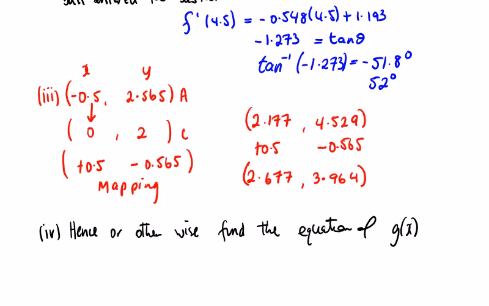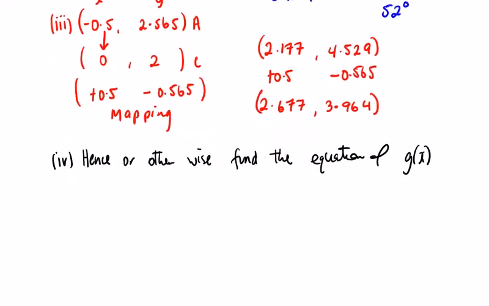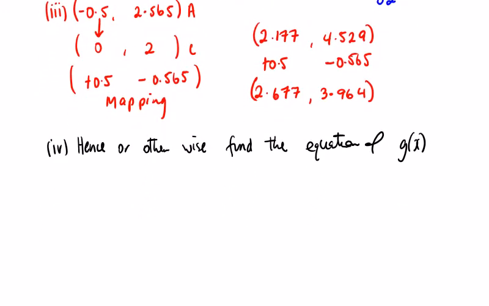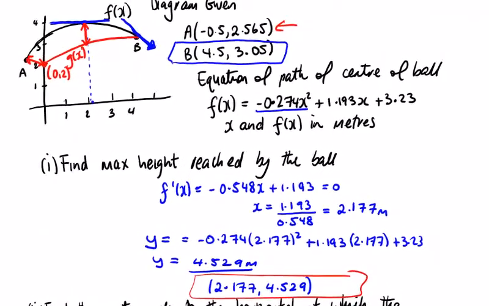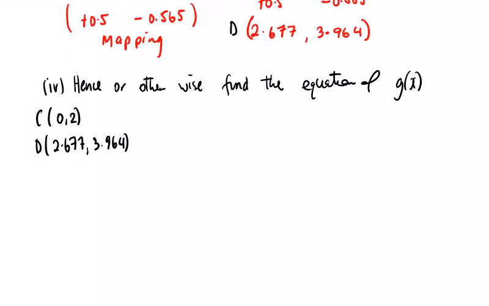Part 4, you're asked to find the equation of g of x. So there's several different methods that can be used here. If we write down the points that we have, now we have C. If we have 3 points on a parabola, we can find its equation just by subbing in. So C is 0, 2. We have the max point. Let's call it D. D is 2.677 and 3.964. And we had where it went into the basket. Where did it go into the basket? B is 4.5, 3.05.